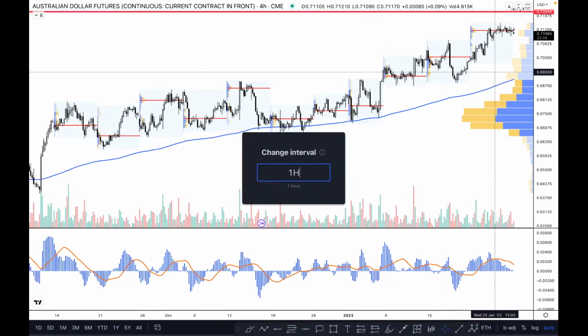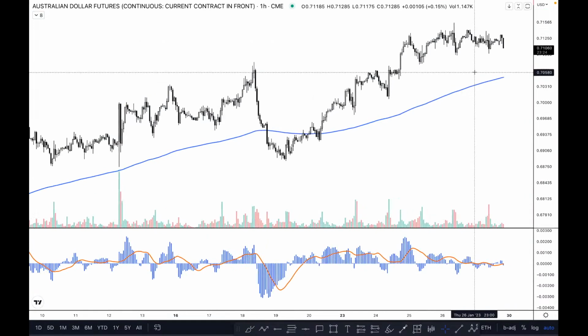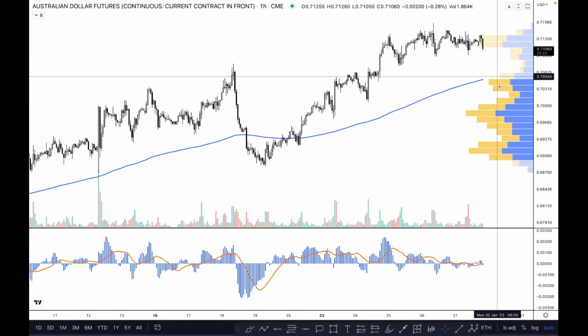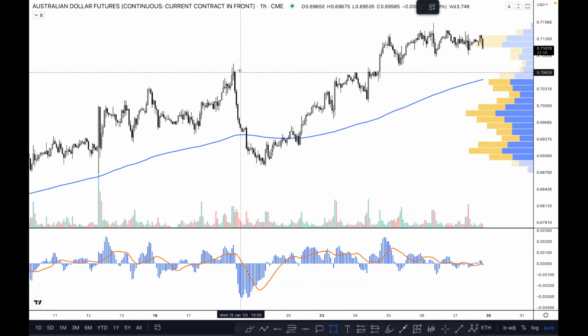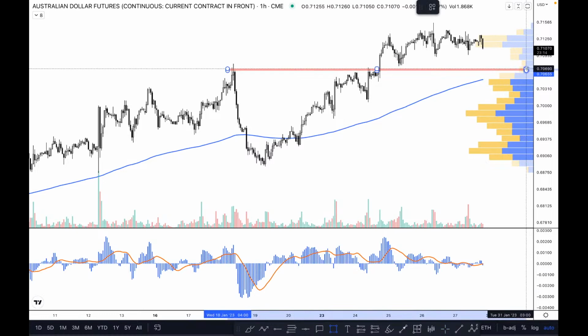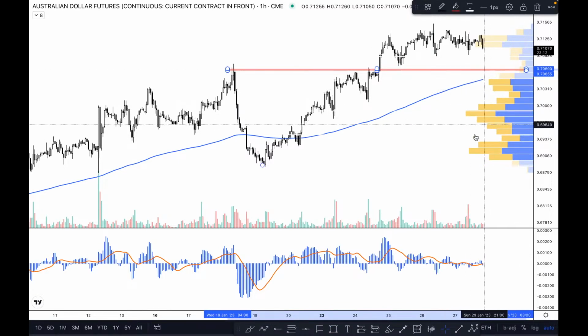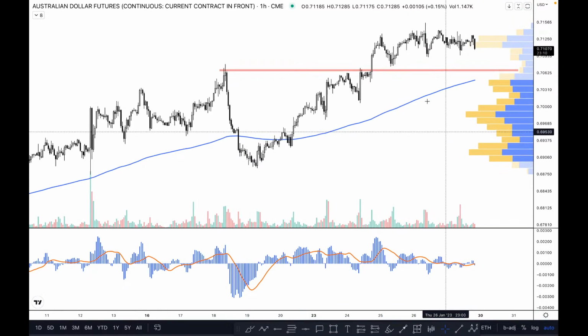So let's go to the 1 hour to kind of find an area where it might stop at first. Okay, it looks like it could slide straight through into this zone. And then from there, if it can slip through there, then we'll look for shorts.